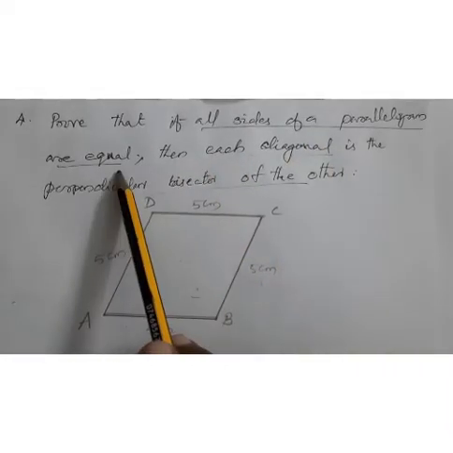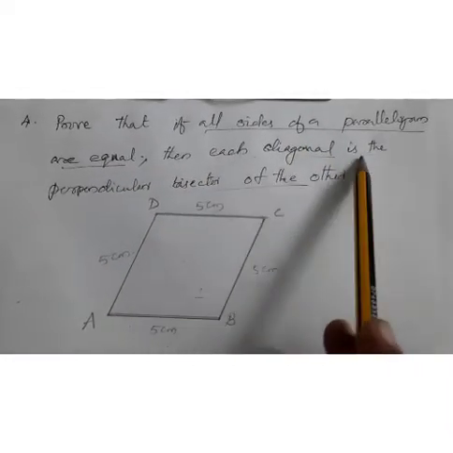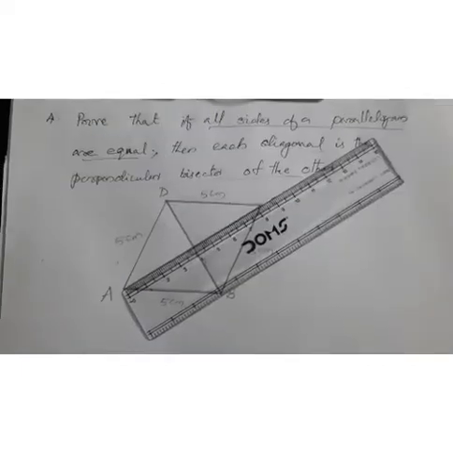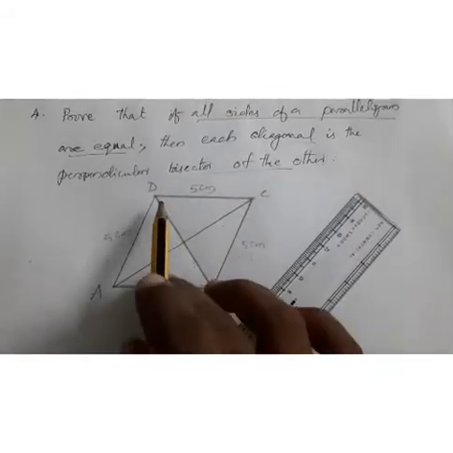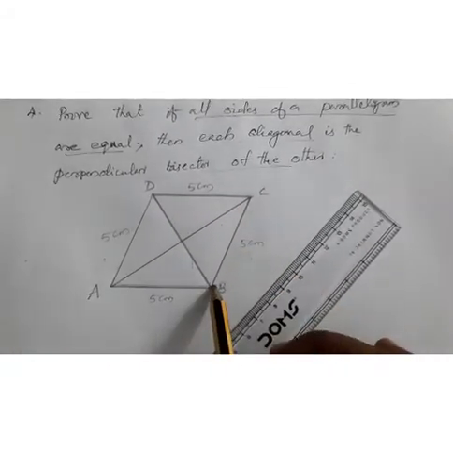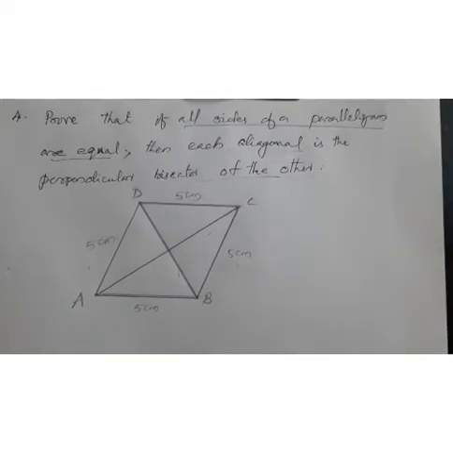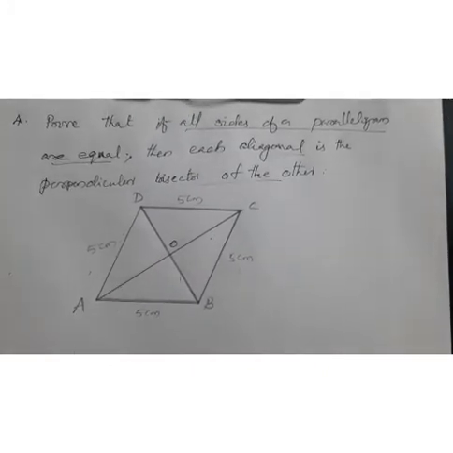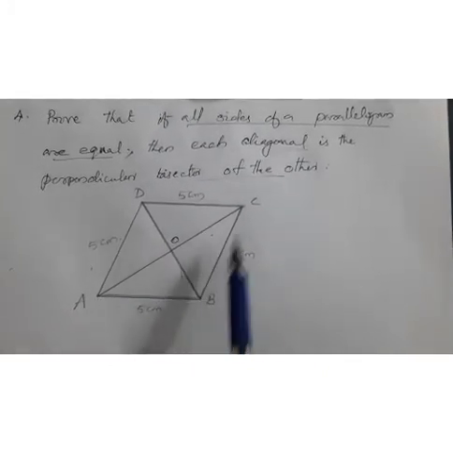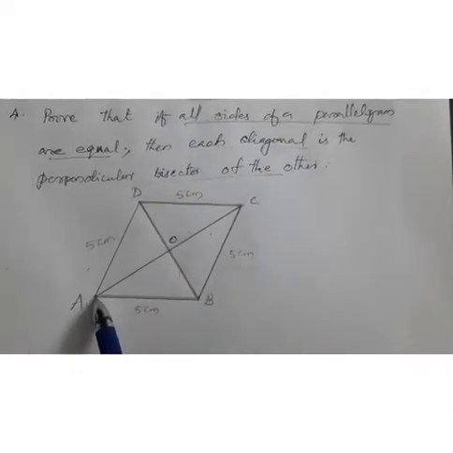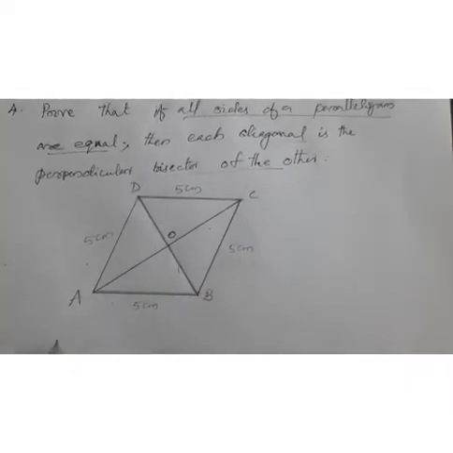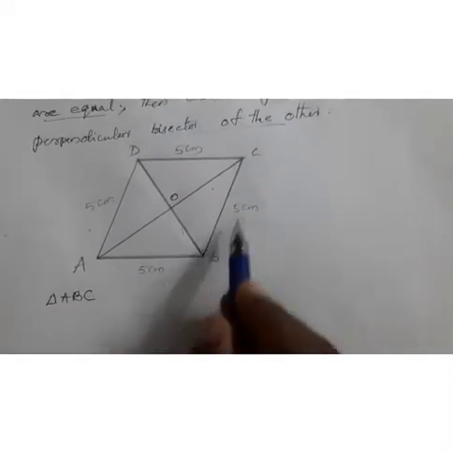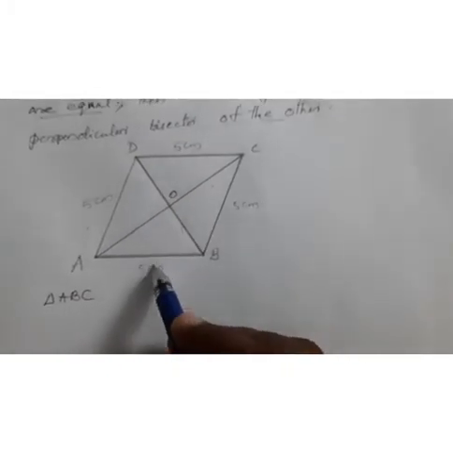All the sides of parallelogram are equal. Each diagonal is a perpendicular bisector. So draw the diagonals AC and BD. Keep this point as O. Here we have to consider two triangles, triangle ABC and triangle ABD. First triangle, triangle ABC.